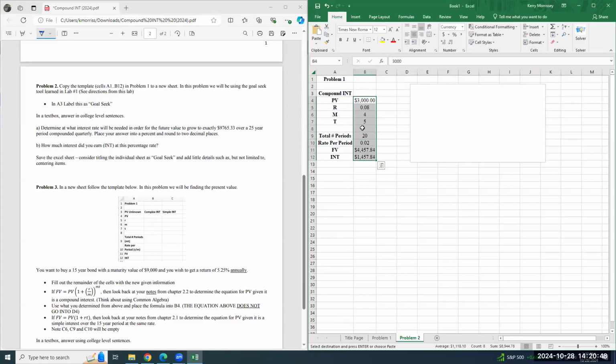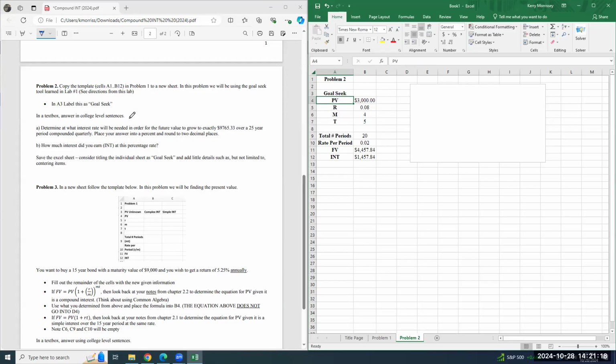And if we want, we can perhaps delete this, but let's actually not delete that. That's the whole reason why we copied it. So it says in A3, label this as goal seek. First, let's actually change this to problem 2. Oops, not 12, problem 2. So in A3, we're going to change this to goal seek.